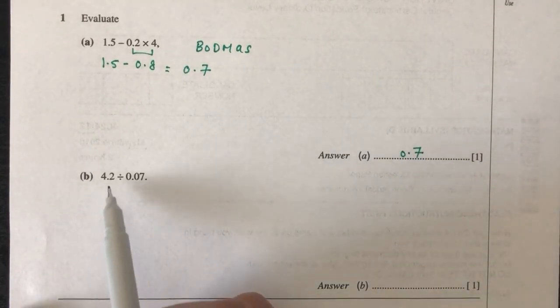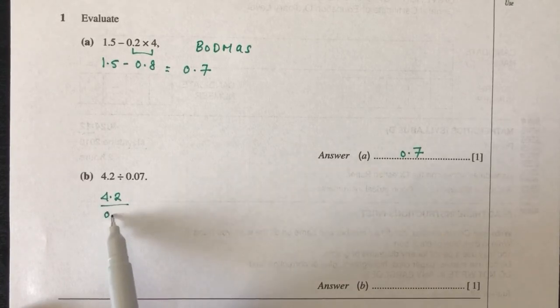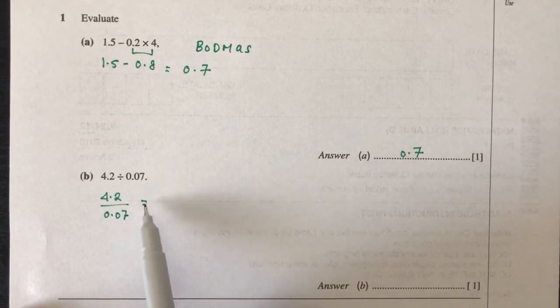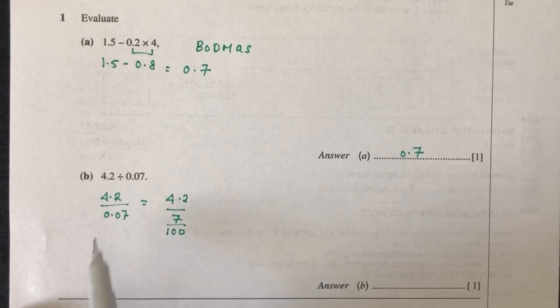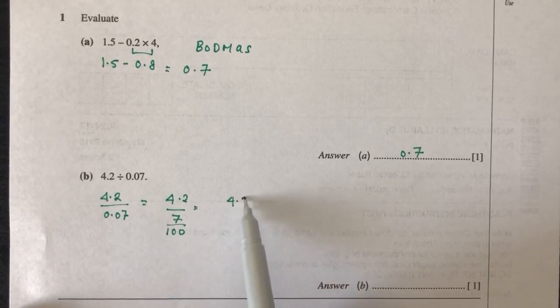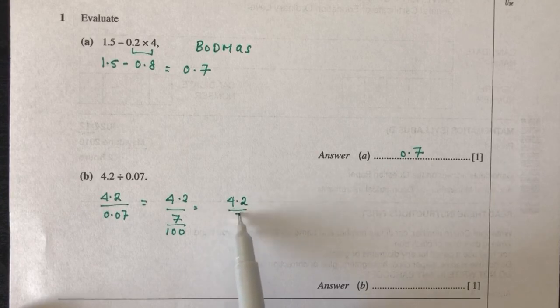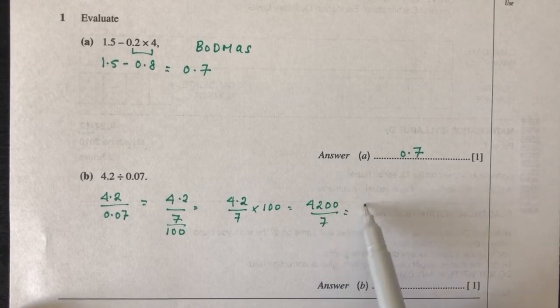Now part B, we have 4.2 divided by 0.07. So we can rewrite this as a fraction itself. So 4.2 divided by 7 over 100. So how do I know it's 100? Because I have to move by 2 decimal places. That's why it's 100. So now if we rewrite this, it will be 4.2 divided by 7 times 100. So that will be 4200 divided by 7. That will be 600. So this will be your answer.